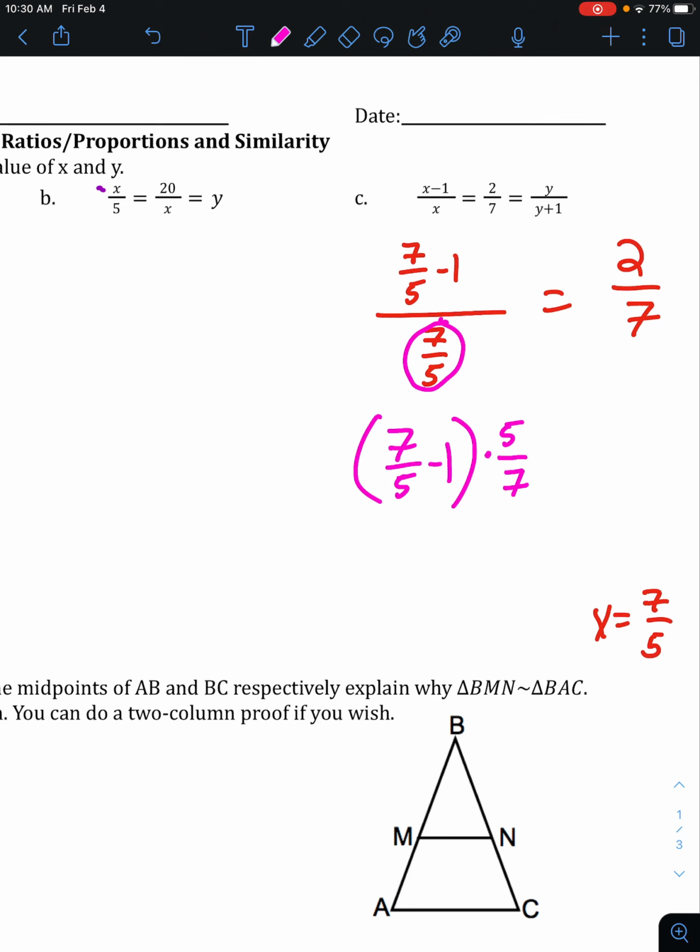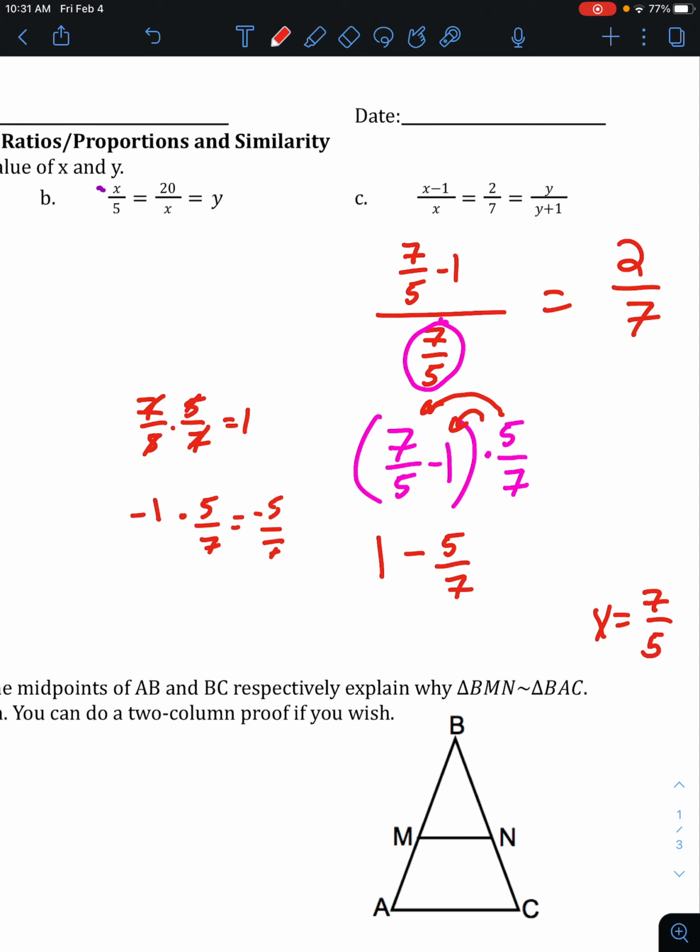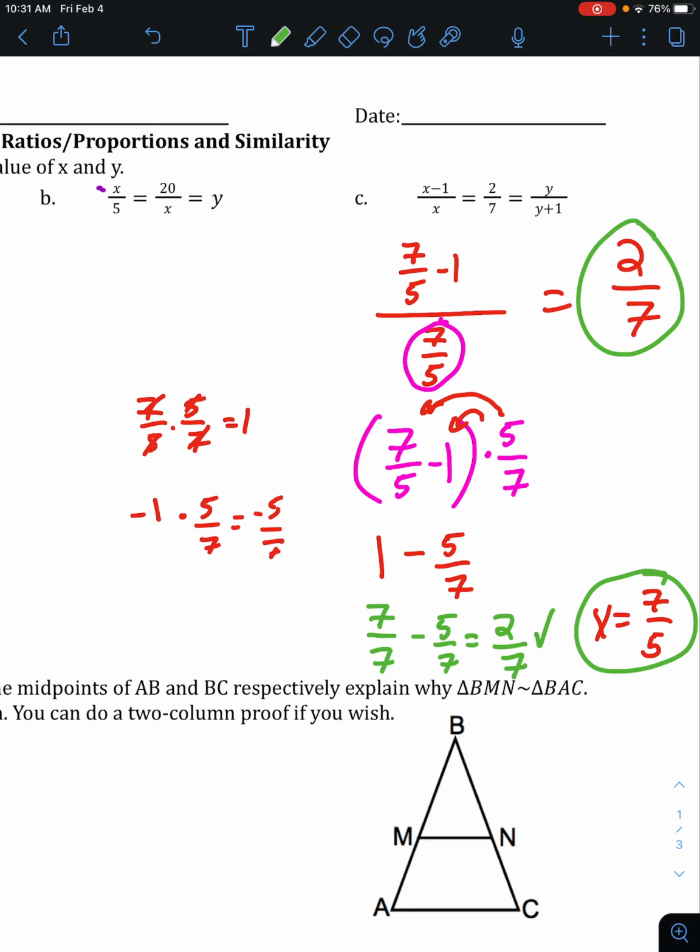Okay. So now if I distribute everything in, I can distribute to this term and this term. Well, 7/5 times 5 over 7, the 7's cancel, the 5's cancel, that is equal to 1. So we get 1 minus, and then negative 1 times 5/7 is just negative 5/7. So we get 1 minus 5/7. And we want to check, does that equal 2/7? Well, 1 is equivalent to 7/7. We subtract 5/7, and it is 2/7. So we have checked our x solution is correct here.